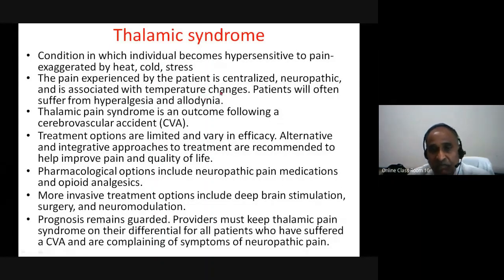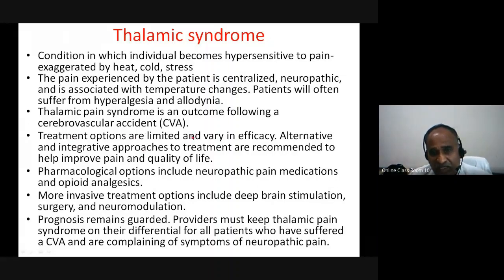Sometimes they will be able to produce a painful reaction from other sensations. Allodynia is a condition in which normal touch sensation now produces pain. It may happen to us. Thalamic pain syndrome is due to a cerebrovascular accident wherein the thalamus nucleus is necrotized.